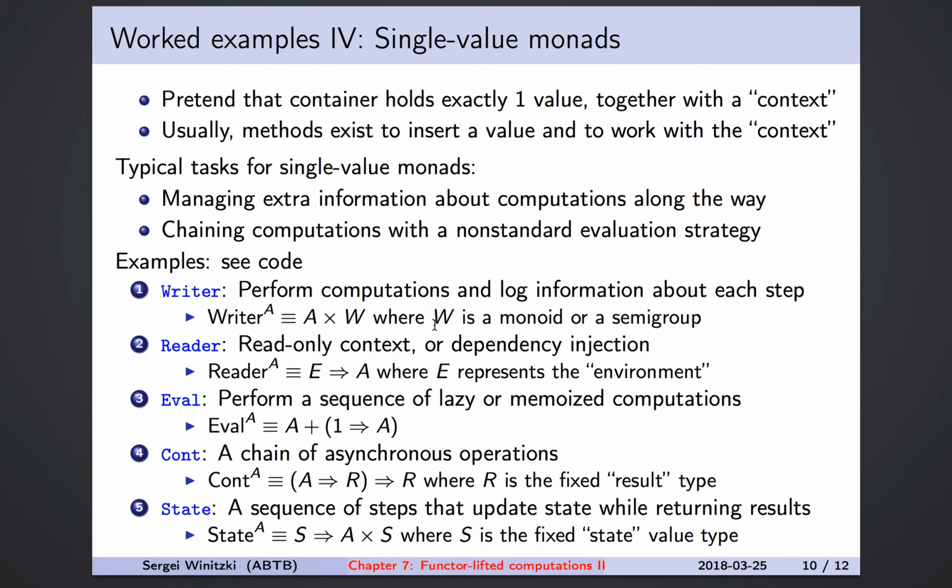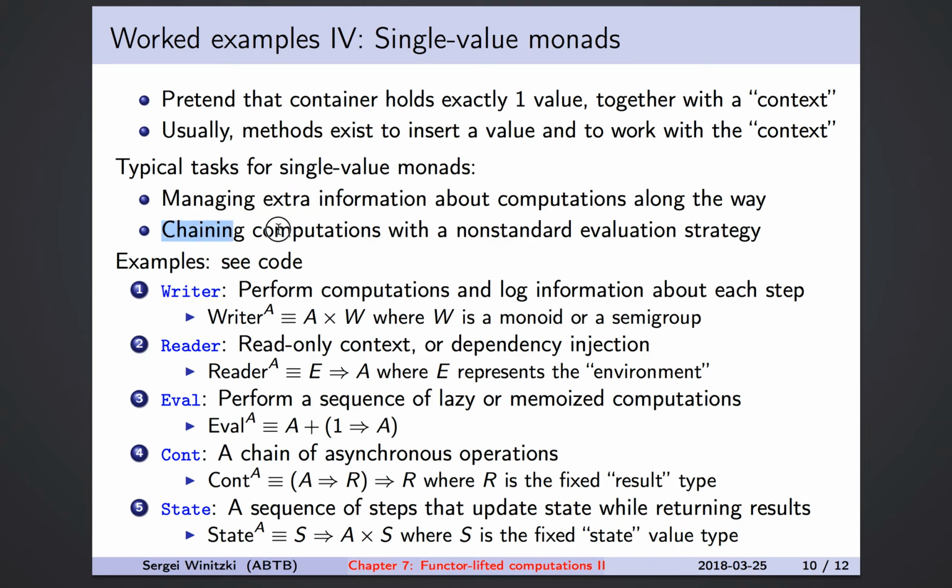And we will now look at 5 examples of single value monads, and we'll appreciate the variety of what this idea can do, holding a value in a context. So the typical tasks that single value monads do are to manage extra information about computations as you do the computations along the way, and also to perform a chain of computations that have some kind of non-standard evaluation strategy. So in the first case, when we are managing extra information, the context is this extra information.